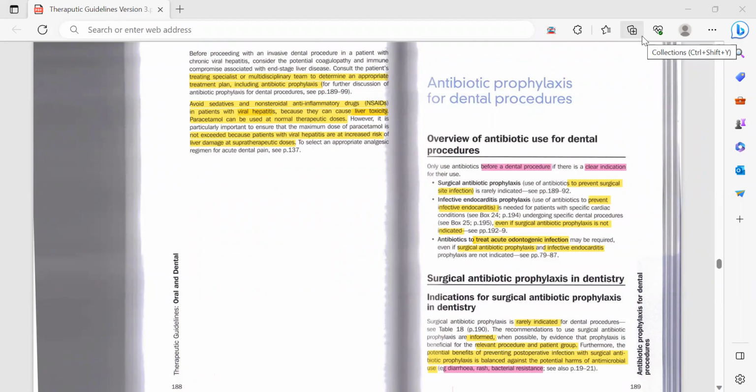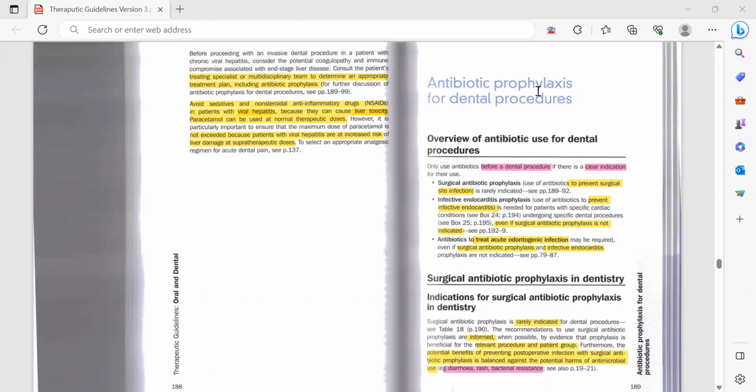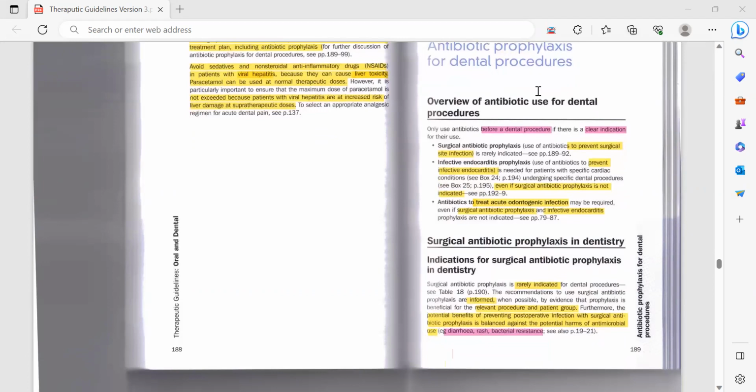And we will start with this topic today, which is the antibiotic prophylaxis for dental procedure. It is very important because there are some scenarios where you need to prescribe antibiotic dose 1 hour before the procedure. Okay, so we will see in what scenarios we need to prescribe that dose.